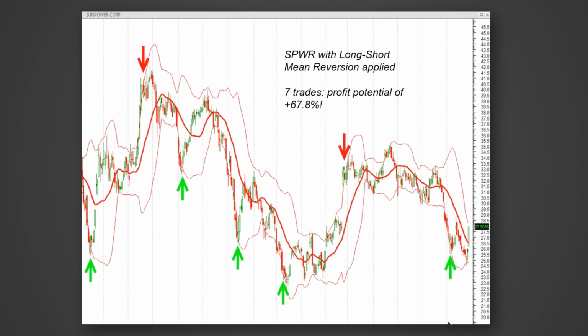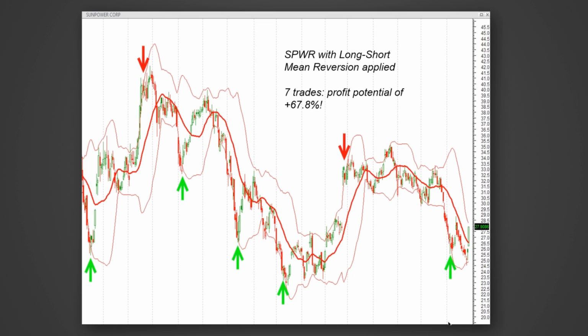If you're a buy and holder of SunPower, you're underwater right now because you would have bought this chart at around $33 on the left-hand side, and over here, even after today's nice rally, you're just under 28, and that's a loss of $5 per share. So you're a loser on the buy and hold side, you're a winner on the mean reversion side.